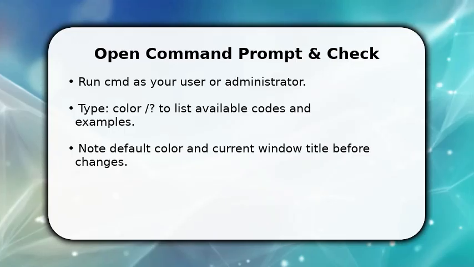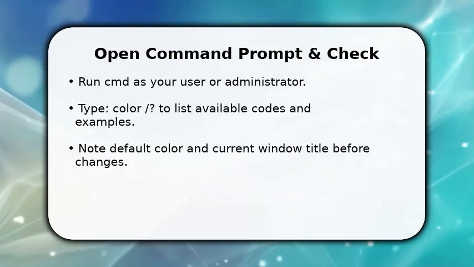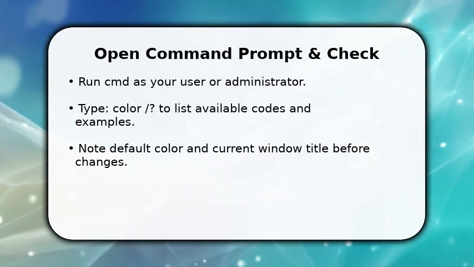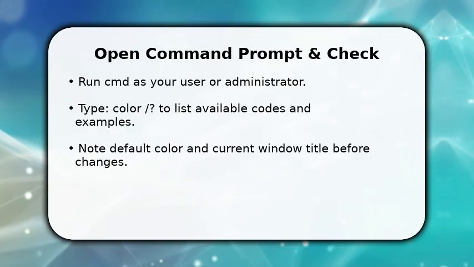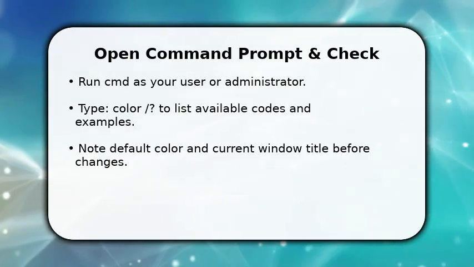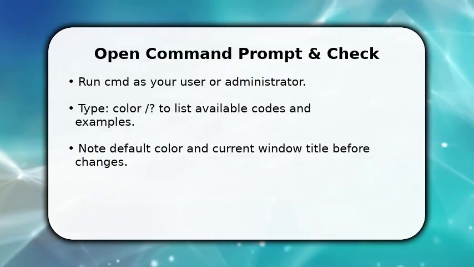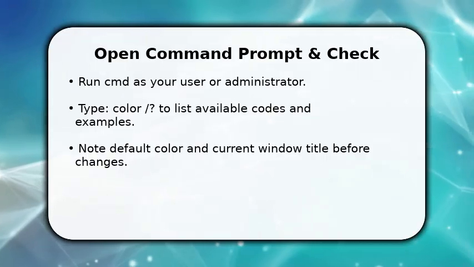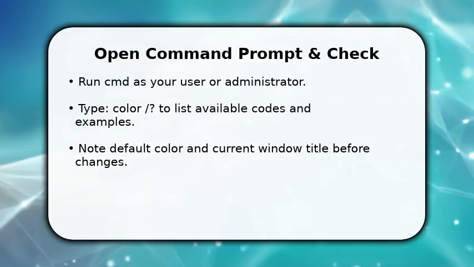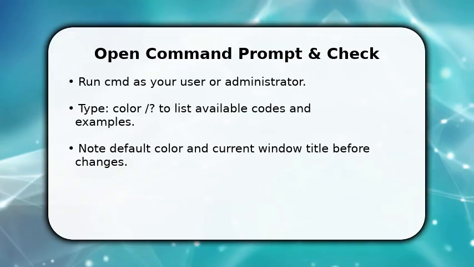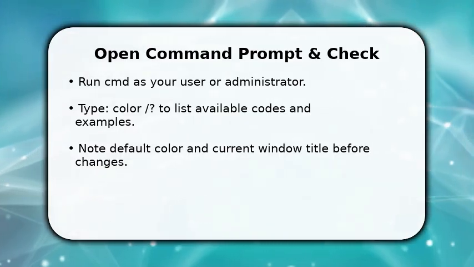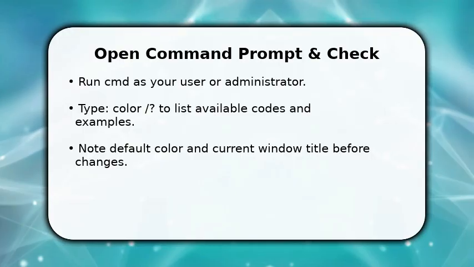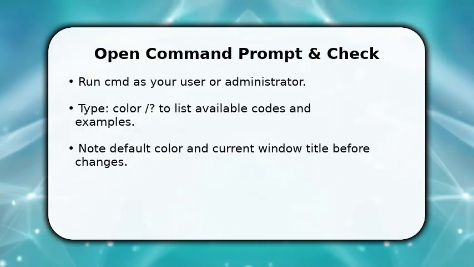You start by opening Command Prompt. Press Windows, type CMD, then choose Run as administrator if you need system-wide changes. Once open, type color /? to display the palette and how codes map to colors. This tells you which hex-like digits to use. Make sure to note the current default so you can revert later. This first step gives you both permission and information. With it, you avoid guesswork and move straight into applying a color.